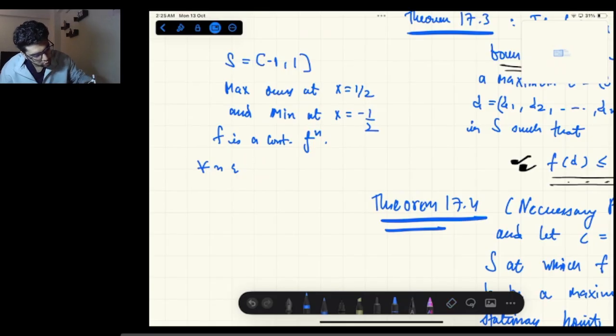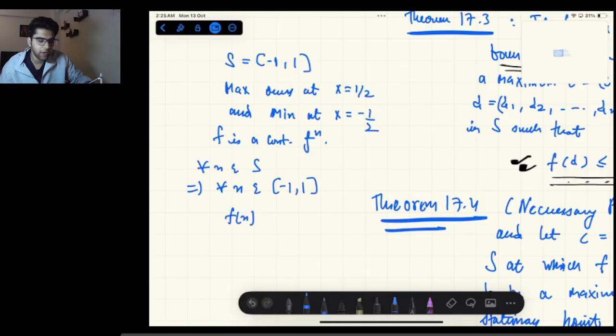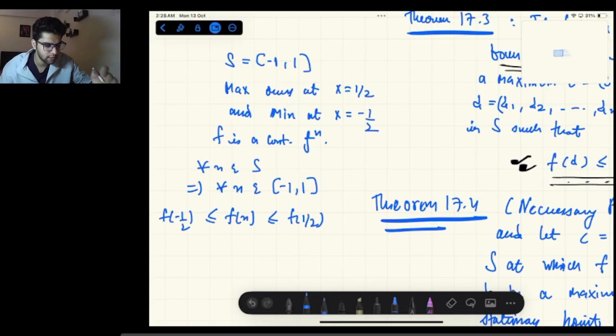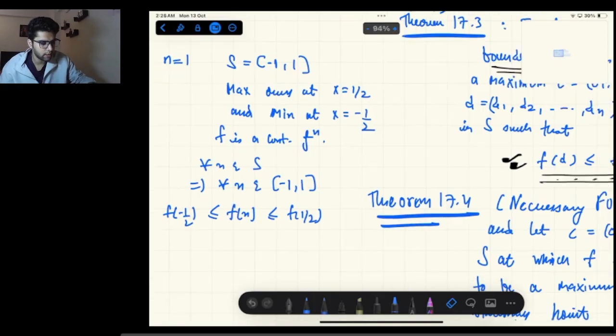for all x belongs to S, which implies for all x belonging to -1 to 1, we always have the value of f of x lying between f of minus half and f of half, where max occurs at x is equal to half and min occurs at x is equal to minus half. This is what we mean when we take n is equal to 1. So the set becomes a one-dimensional vector, right?